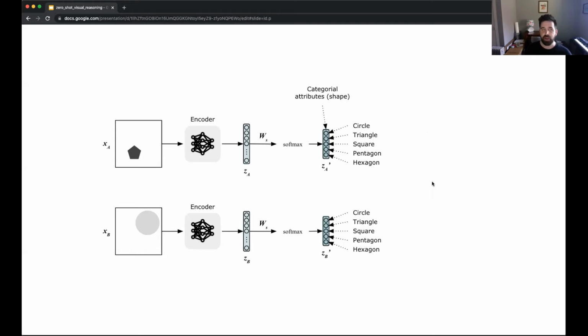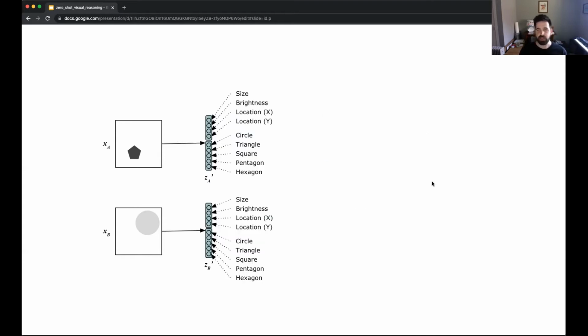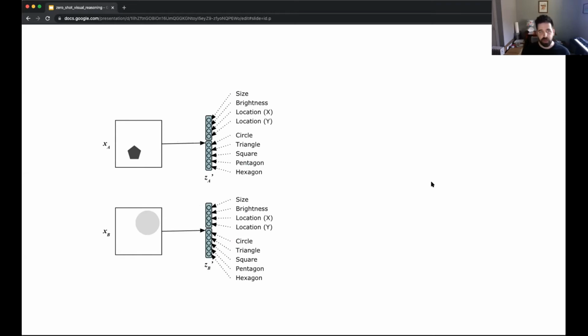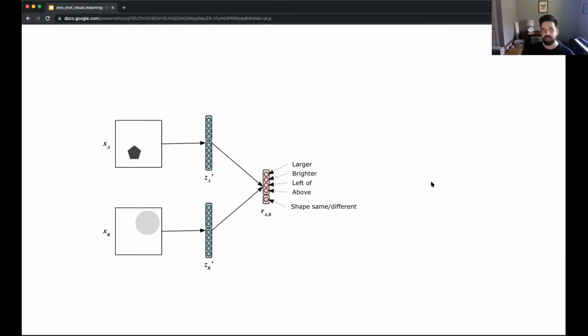And then for shape, we train the model to first discriminate shapes using just a standard classification loss. And then we can simply use the cosine similarity as a measure of whether these two shapes are the same or different. Okay, so then putting all these components together, we get for each object a representation of its attributes, and for each pair of objects, a representation of the relations between those objects.